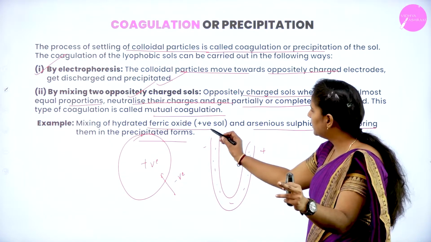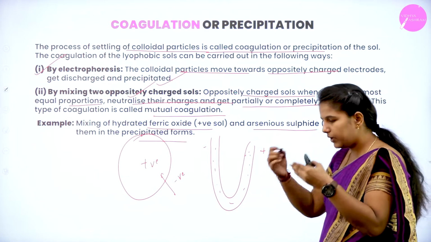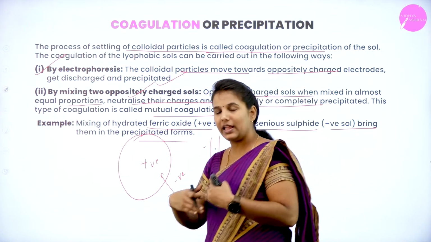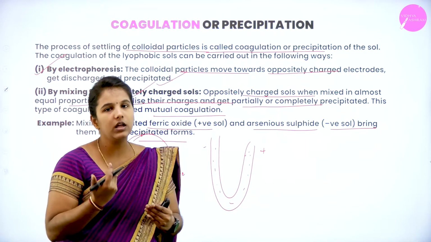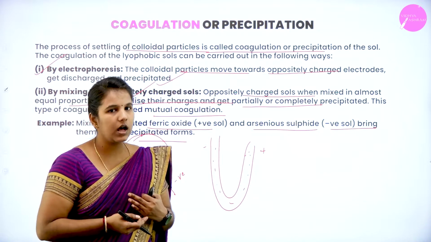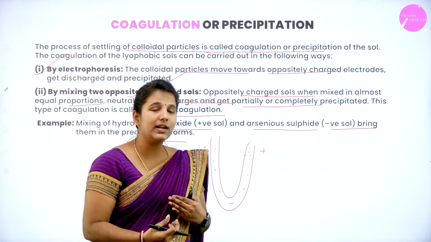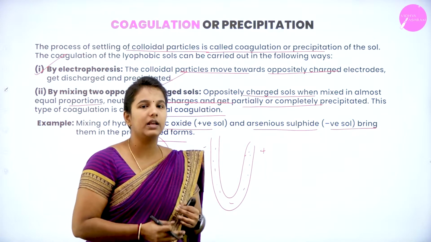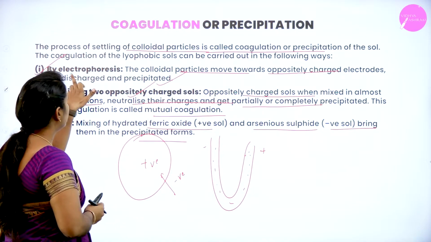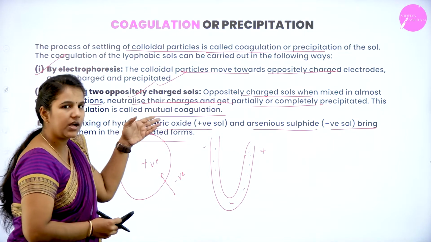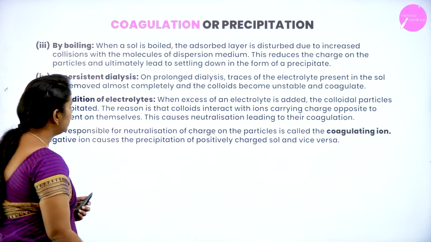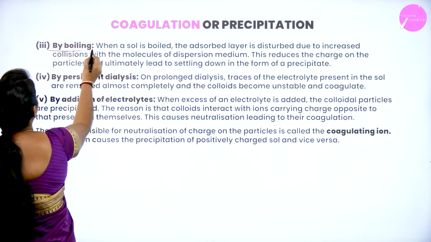This is how, when you mix the positive salt and the negative salt, the charges become equal, leading to the formation of precipitation or coagulation. This is how we can easily neutralize the colloidal particle by two methods. First one is electrophoresis, then by adding the oppositely charged salt. There is another method called boiling.